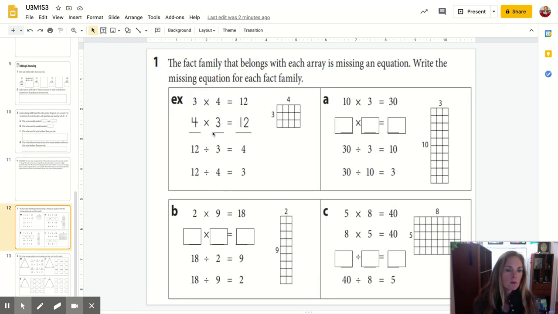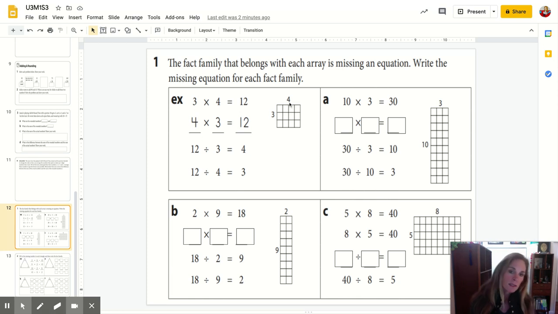And then I've given you a page in your student book, page 75, that I'd like for you to try. This is just reminding you what a fact family is and how all of the numbers in the fact family work together. This is your example. It shows an array, 3 rows and 4 columns. 3 times 4 equals 12. That's our area. There are 12 little squares.